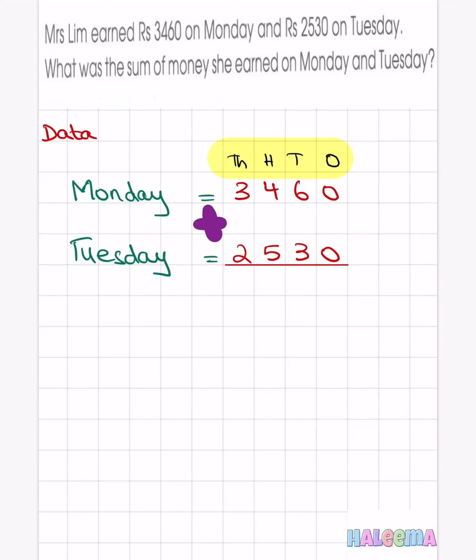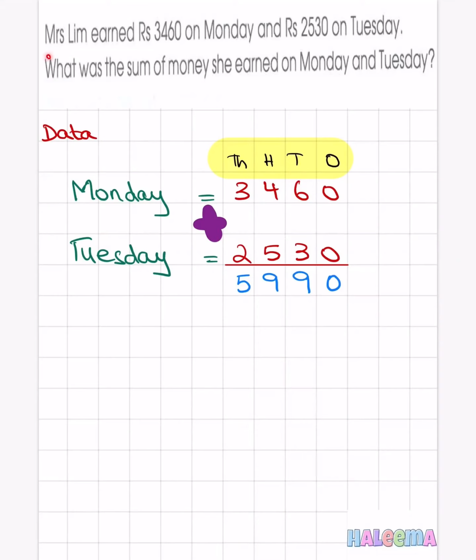All right, before we start adding up, remember the place value chart. So 0 plus 0 in the ones place is 0. 6 plus 3 in the tens place is 9. 4 plus 5 in the hundreds place makes 9 again. And lastly, 3 plus 2 in the thousands place makes it 5. So this is our answer, 5,990, right? Let's have a look at the question again.